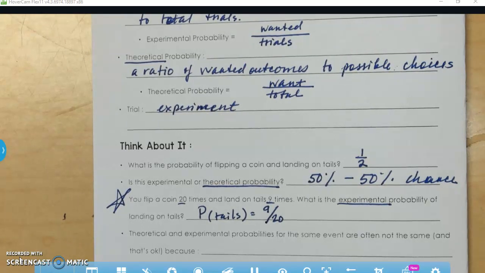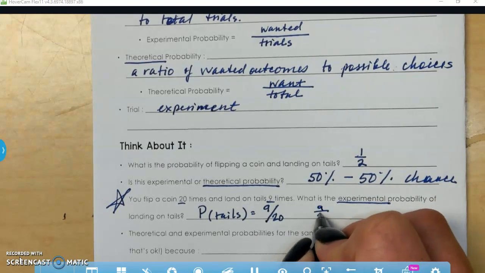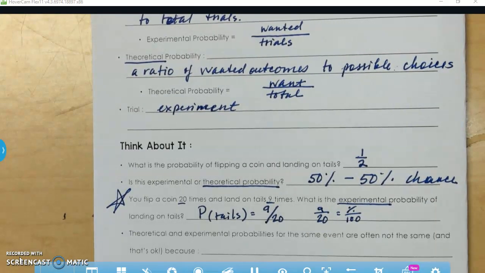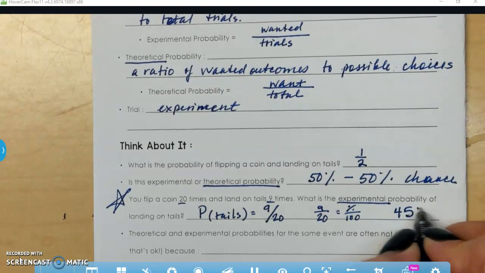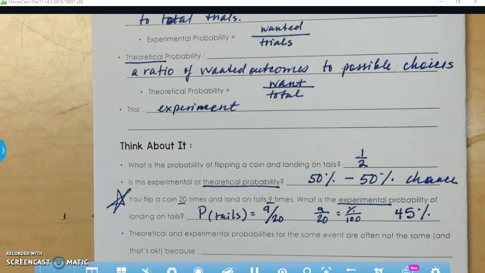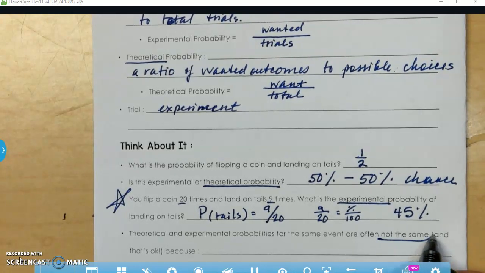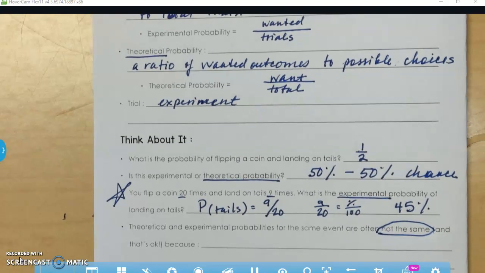So let's take a look at the percent value. We did say it's a 50-50 chance. However, now 9 out of 20, percent out of 100. Hopefully you guys are seeing the pattern, the relationship here. And so that's going to be 45%. According to our experiment, we have less chance of getting the tails. Theoretical and experimental probabilities for the same event are often not the same, and it is okay. We just want to make sure that we understand the difference.